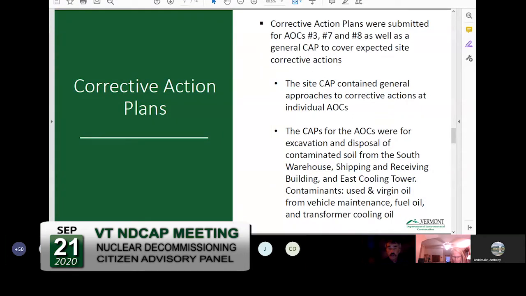As Corey said previously, the corrective action plans for 3 areas of contamination were submitted. They've been sent through public comment and approved. They were all for contaminated soil from the south warehouse, the shipping and receiving building, and the east cooling tower. And these contaminants were oil from vehicle maintenance, fuel oil from storage tanks, and transformer cooling oil.